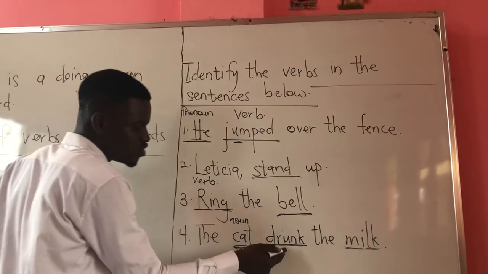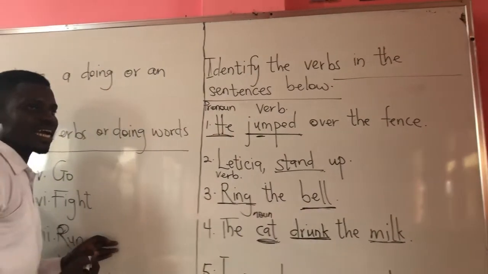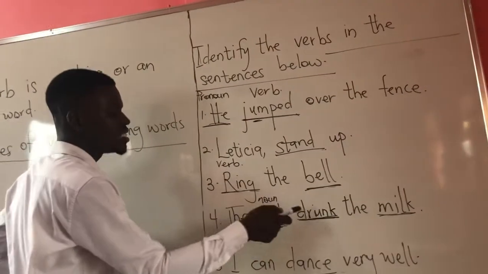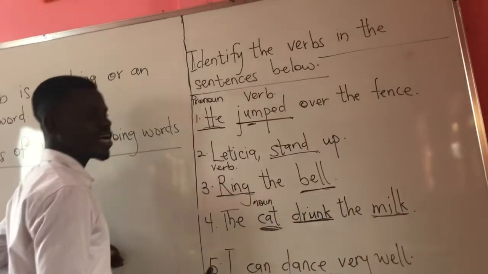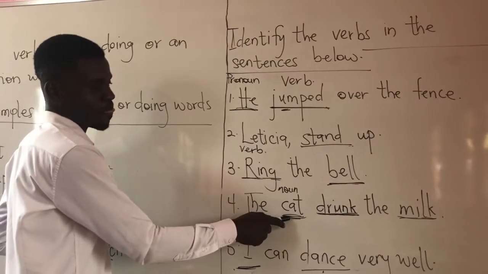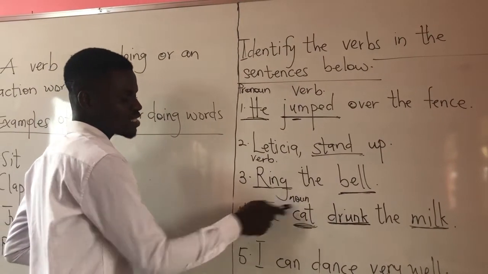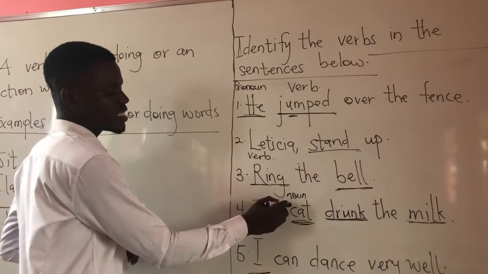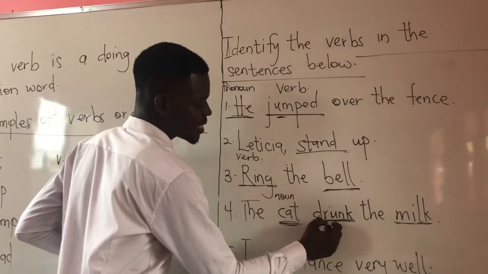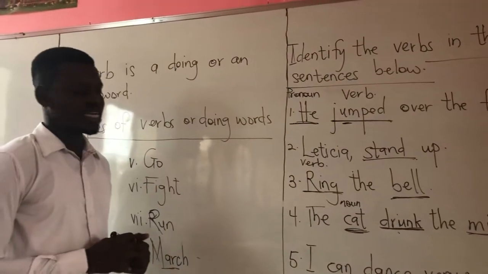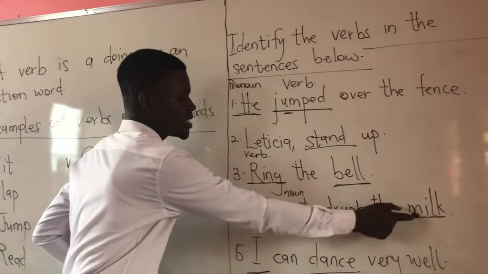Now we have another one. The cat drank the milk. What did the cat do today? The cat drank the milk. Who drank the milk? The cat. Okay, the cat is what? The noun. And what did the cat do? It drank this milk. Okay, the cat drank the milk.